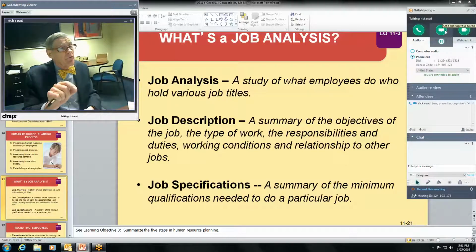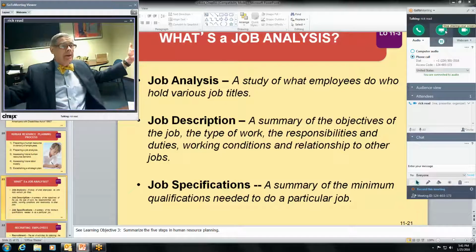So if it requires, I'm going to use this from education, if it requires a bachelor's degree, you don't want to say it requires a master's degree, because you get a guy or gal there with a master's degree and they're going to say, you don't need me, and they're not going to stay very long. And then what's the cost of having to go out and do the recruitment and selection all over again?